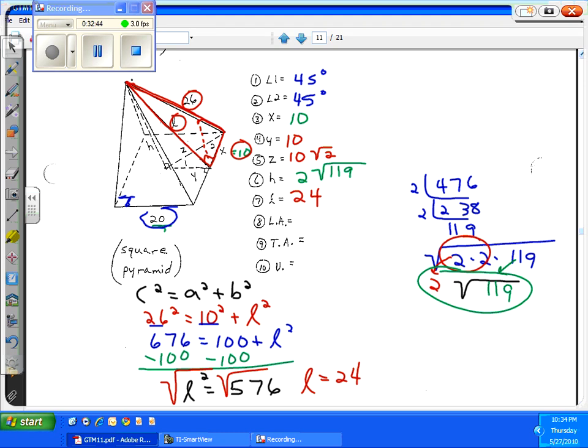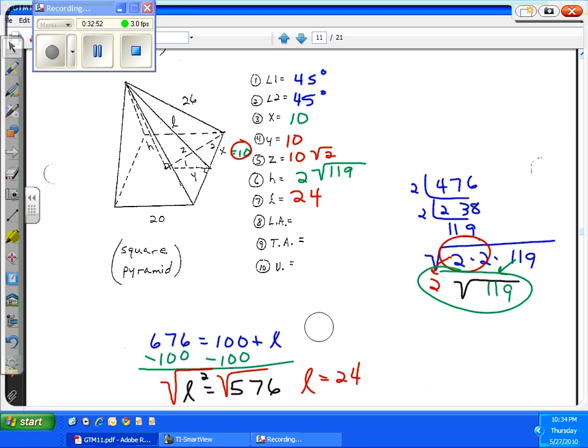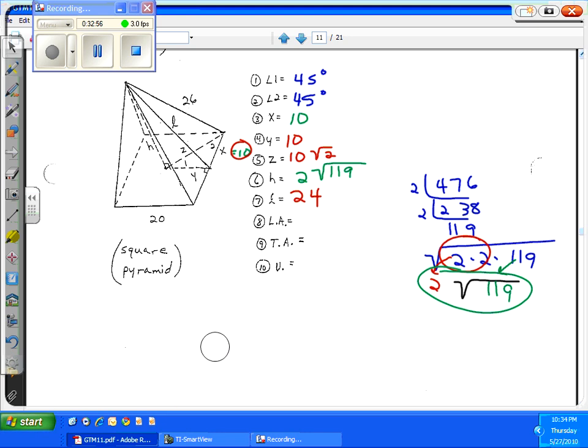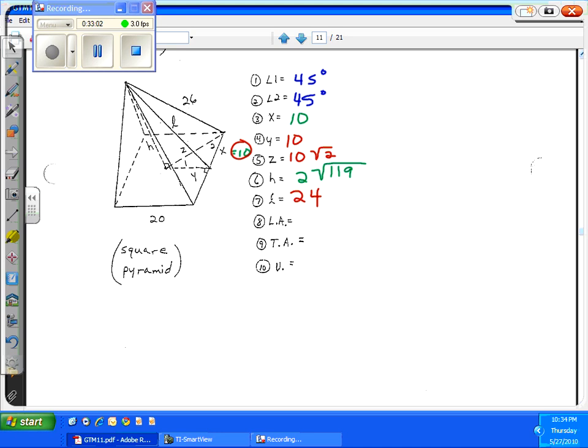So we've got all of those pieces. We needed some of those to be able to find the total area and the lateral area and the volume. So I'm going to clean house again. We've got all of that stuff figured out.